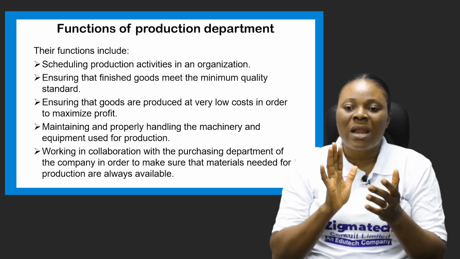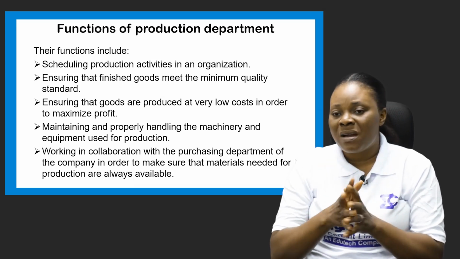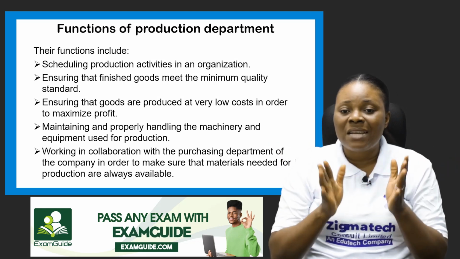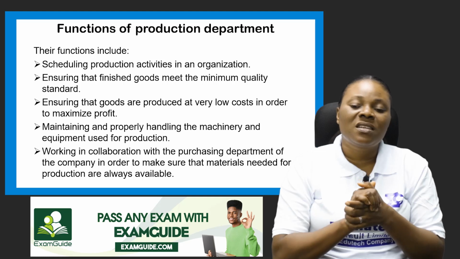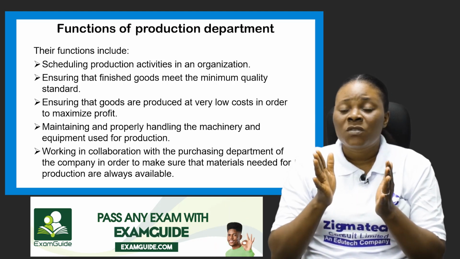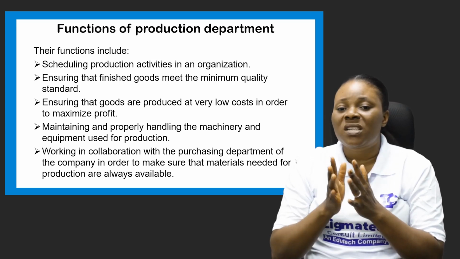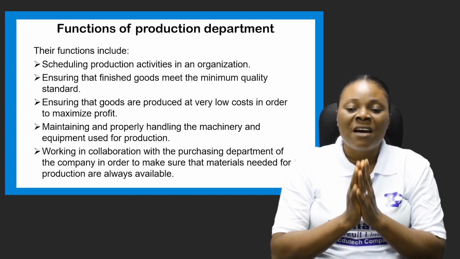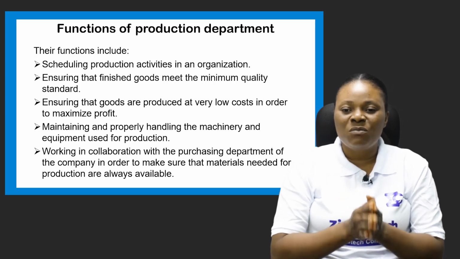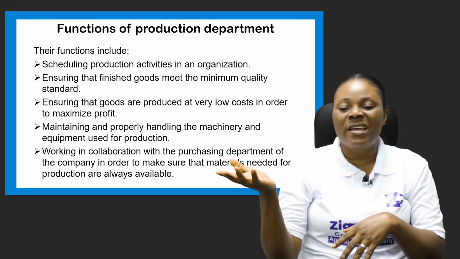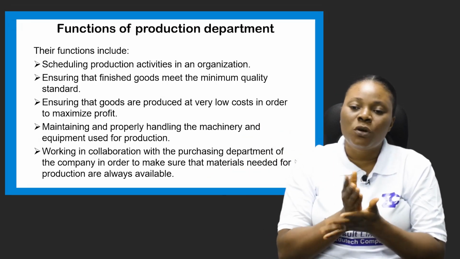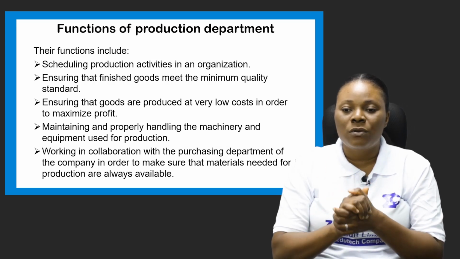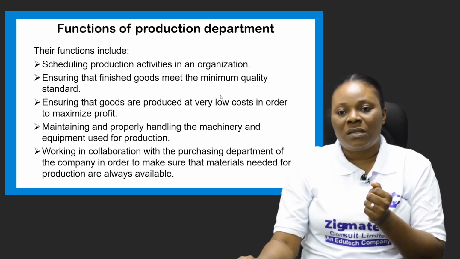Then lastly, they work in collaboration with the purchasing department. Remember, we talked about the purchasing department, that they are in charge of procuring or purchasing materials needed by the entire organization. So the production department works together with the purchasing department to make sure that all the materials they need for production are always available for use. Not when it is time to produce, that is when the purchasing department is just going to buy materials. No, they ensure that before production takes place, all materials are already on ground. So they work in collaboration with the purchasing department.